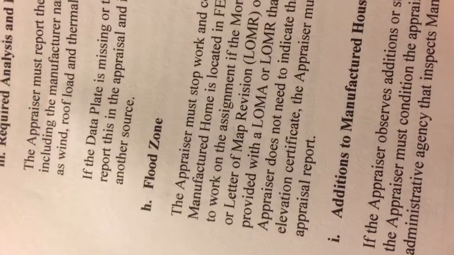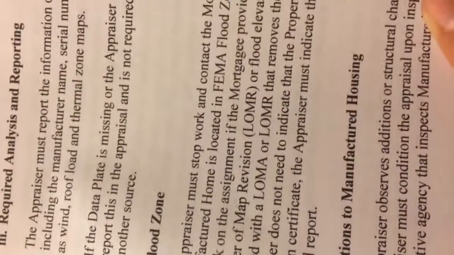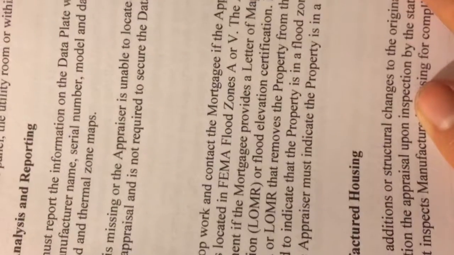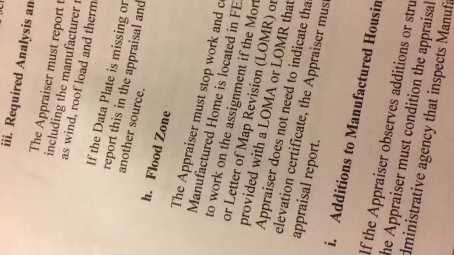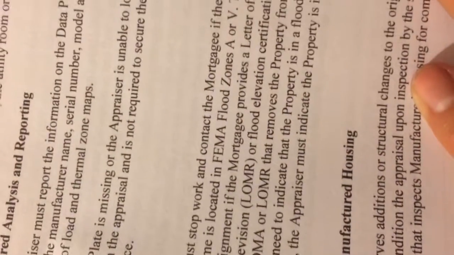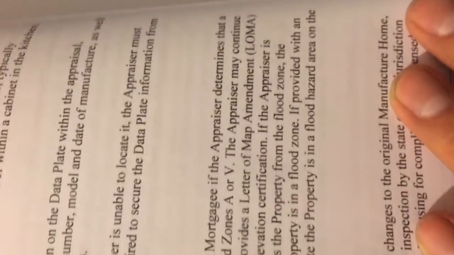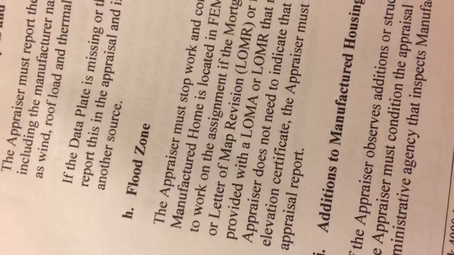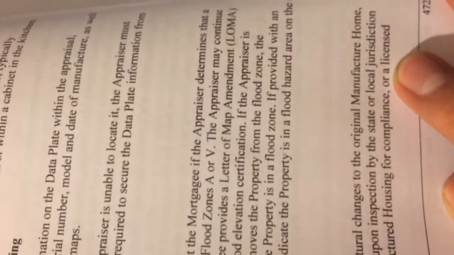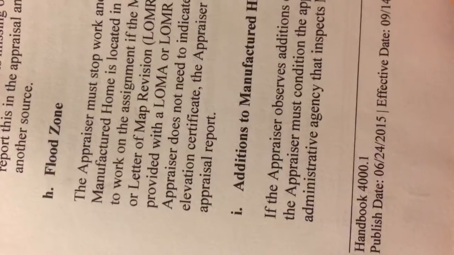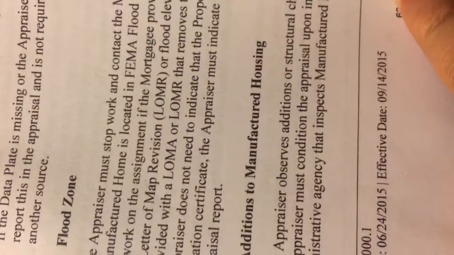If the appraiser is provided with a LOMA or LOMR that removes the property from the flood zone, the appraiser does not need to indicate that the property is in a flood zone. If provided with an elevation certificate, the appraiser must indicate the property is in a flood hazard area on the appraisal report. I. Additions to manufactured housing.